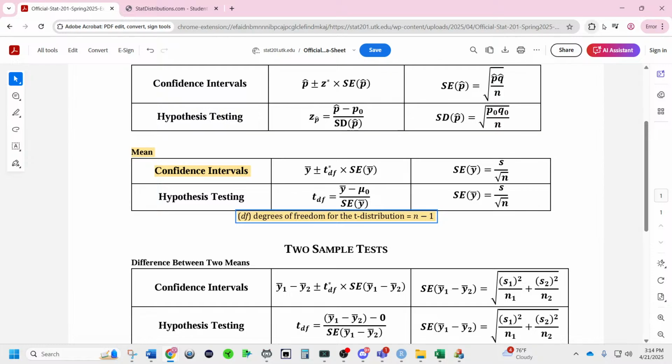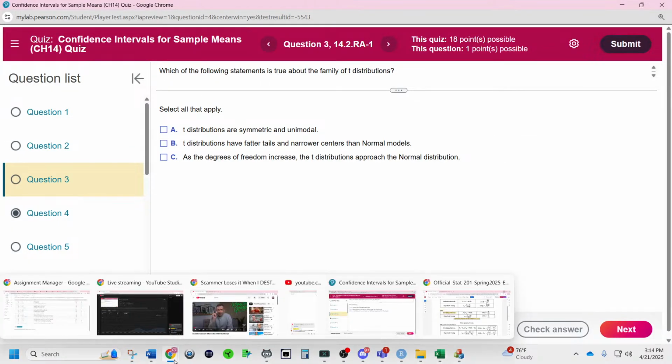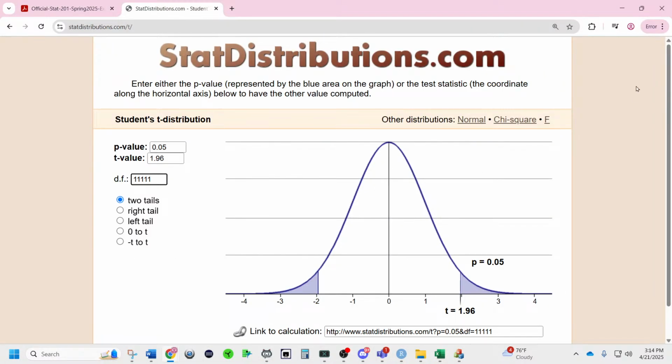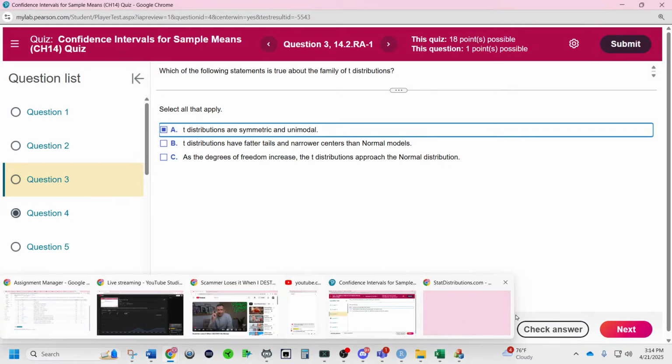And so let's look at what they ask us to describe about it. The t is unimodal and symmetric. Well, we can just look at the t over here. Is it unimodal symmetric? You bet it is. It looks like the normal, basically. T distributions have fatter tails and narrower centers than the normal model. That is true, and especially at lower degrees of freedom.